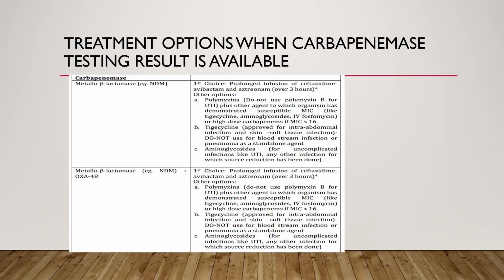Then, if we know the organism is NDM plus OXA-48, then also we can use the prolonged infusion of ceftazidime-avibactam and aztreonam over 3 hours. And the other options are polymyxin. Again, polymyxin is not recommended for UTI, plus another agent for which the organism has demonstrated susceptible minimum inhibitory concentration, like tigecycline, aminoglycoside, and IV fosfomycin. Tigecycline is approved for intra-abdominal infection, skin, soft tissue infection, and we are not using it for bloodstream infection, and aminoglycoside for uncomplicated infection like UTI.